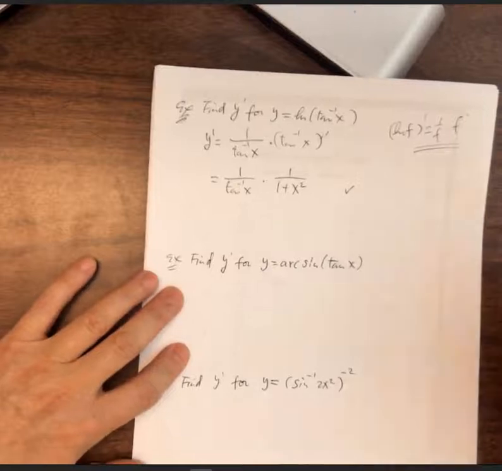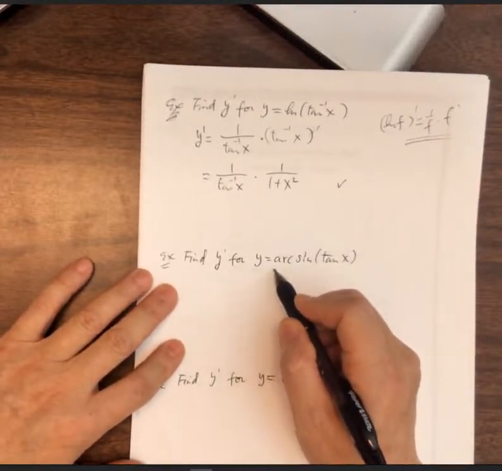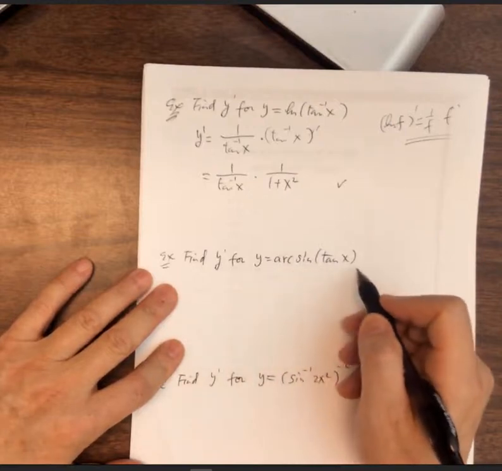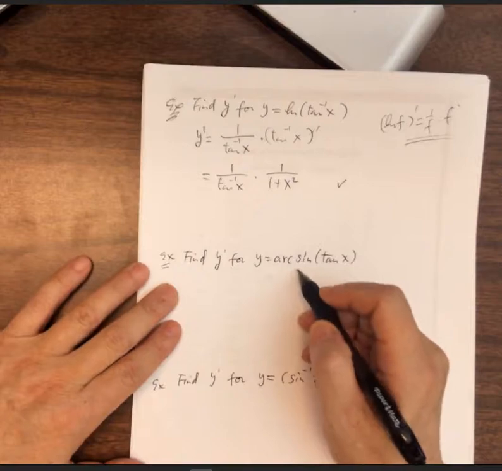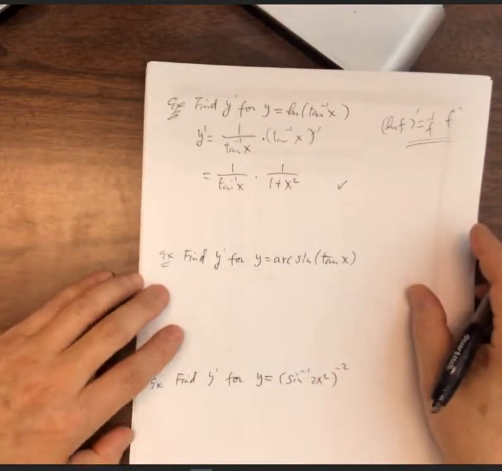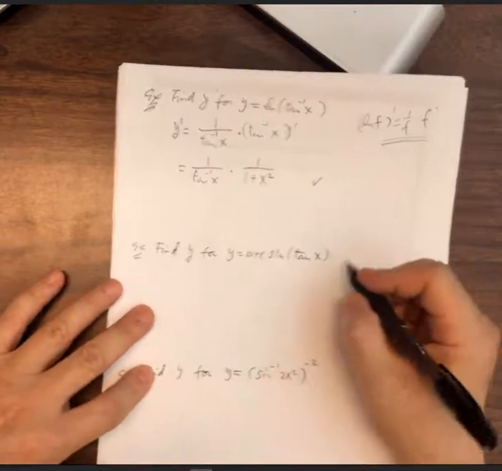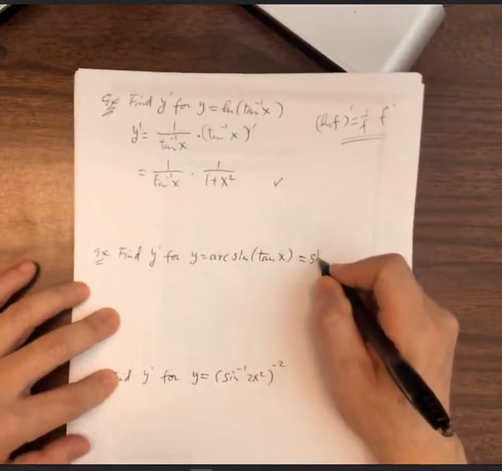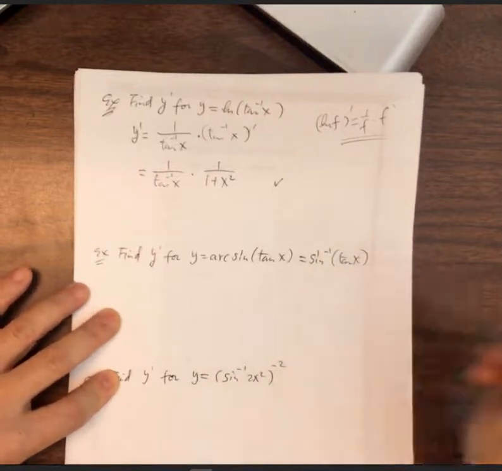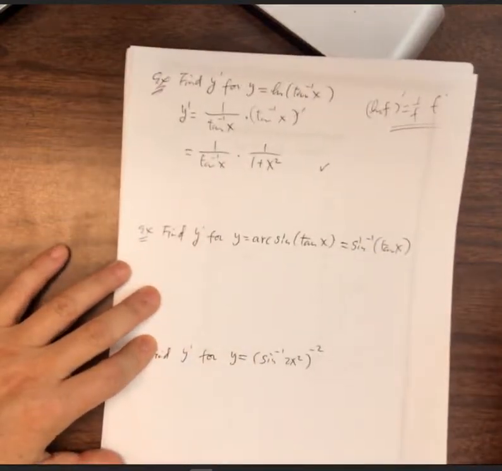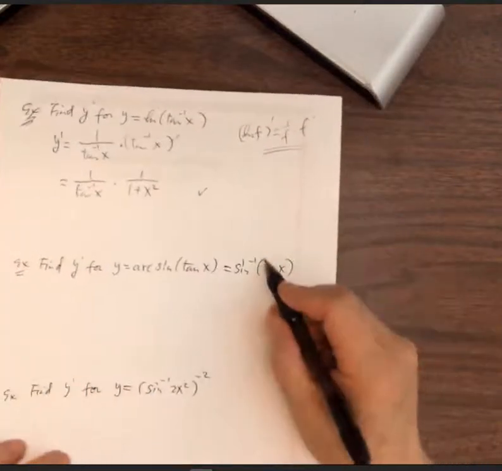Next, let's see how to differentiate y equals arc sine tangent. Now, I usually don't use this notation. You see it from time to time. So let's just see, what's arc sine? Arc sine is just inverse sine. It's the same as the inverse sine, so you can rewrite it if you want. Okay. Now again, we want to find the derivative of this function.